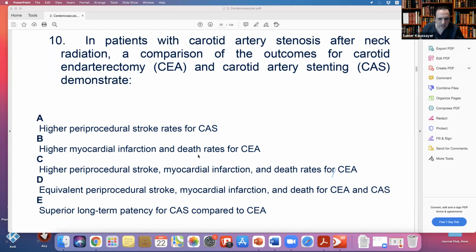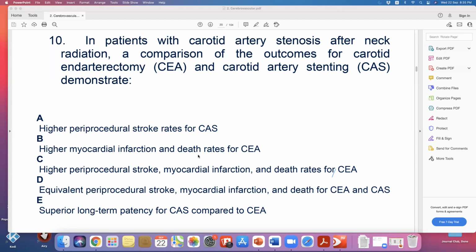Because radiation causes intimal hyperplasia and damage. We don't see a plaque, the same as what we see, the atheroma in atherosclerotic disease. Okay, mainly it is intimal hyperplasia. So you see a smooth stenosis in the internal and common carotid artery. So when you balloon it or stent it, the chance of embolization is very low because the pathology is different. It's not an atheroma that can break loose and go to the brain.